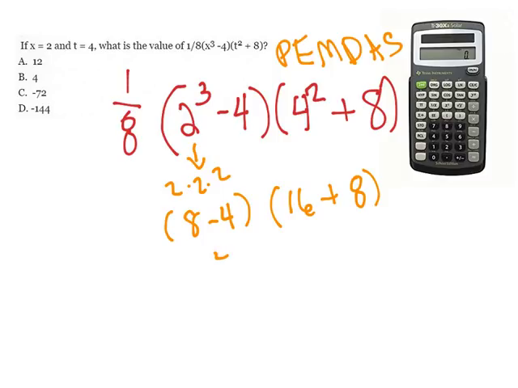8 minus 4 is 4. And 16 plus 8 is 24. So we've done our parentheses and our exponents. Now we have to do the multiplication.